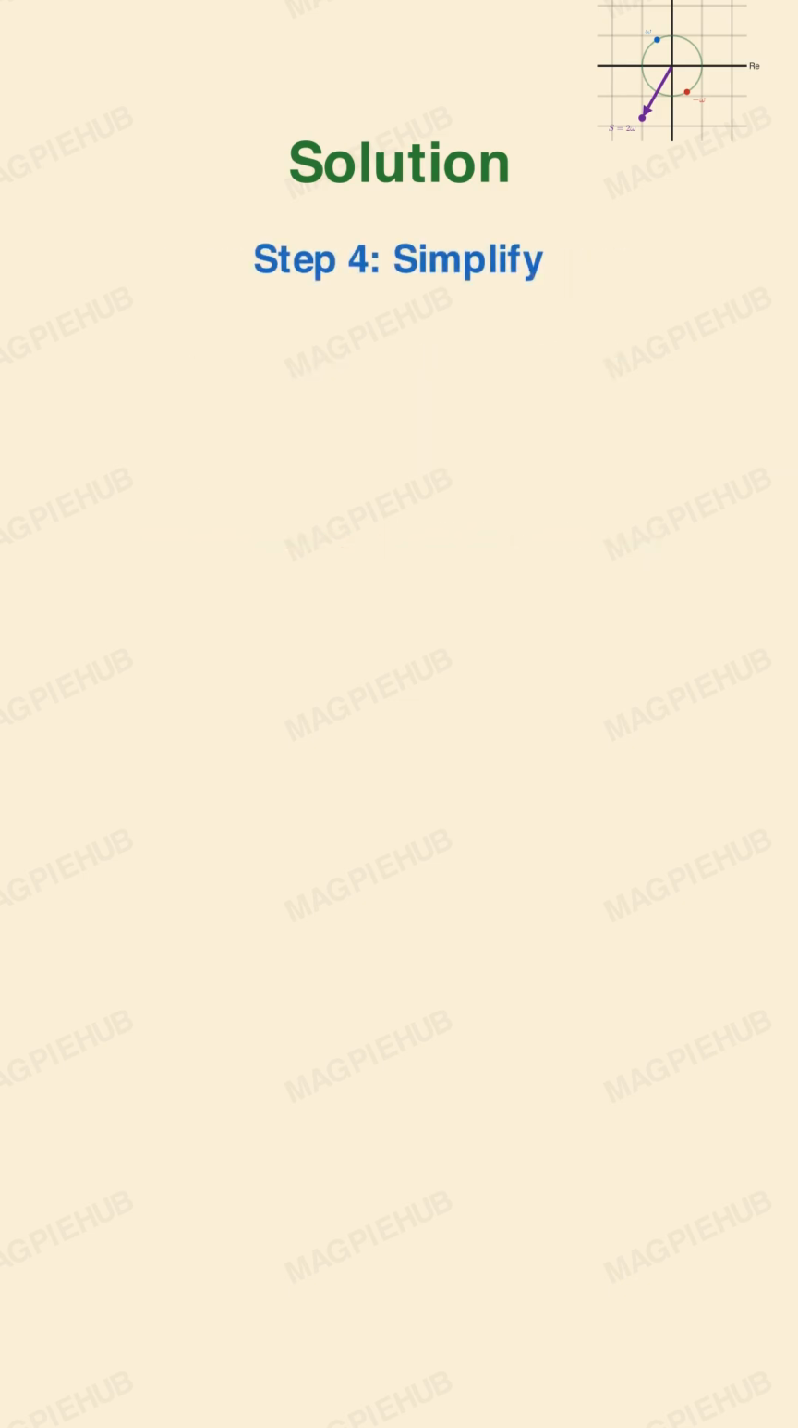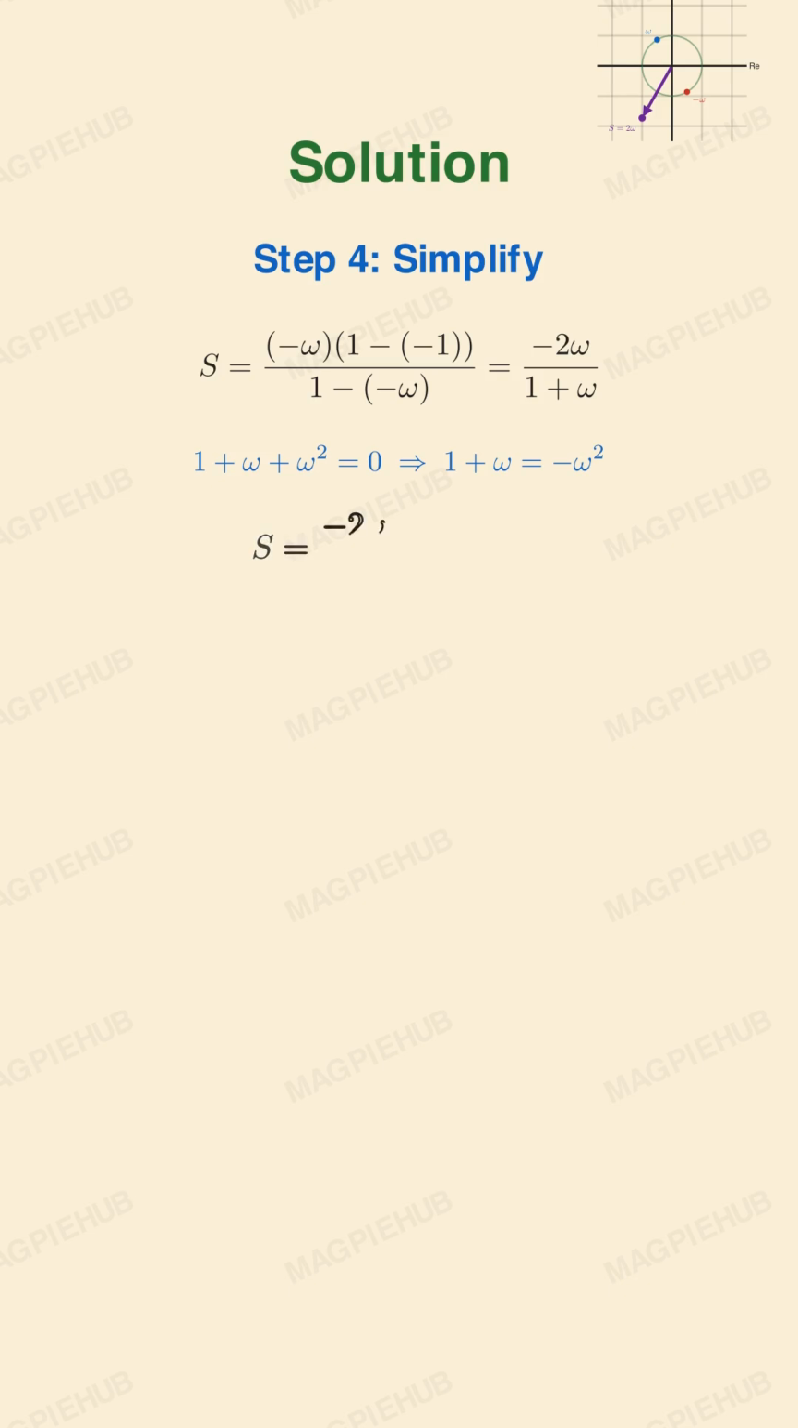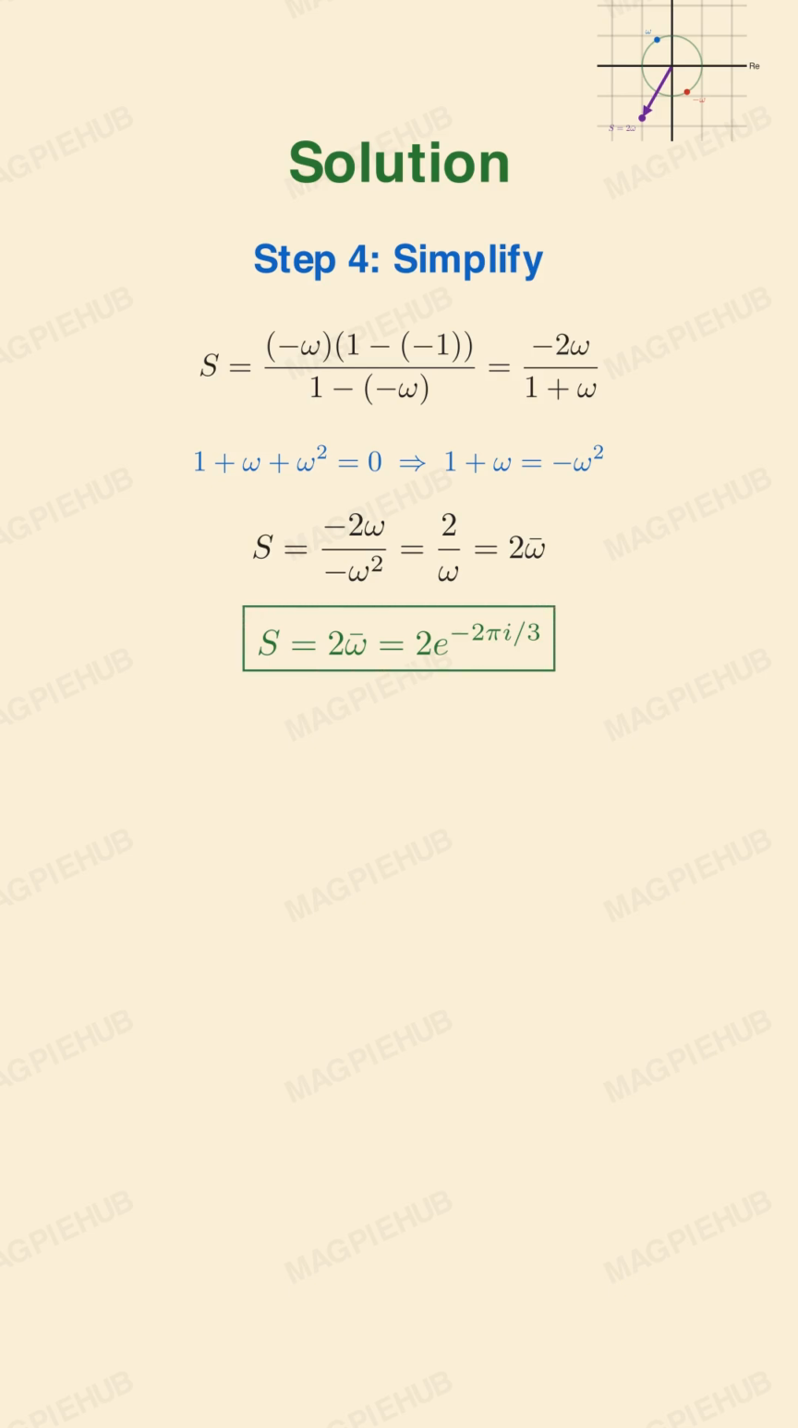Step 4. Simplify. Substituting negative omega to the 2025 equals minus 1, we get S equals minus 2 omega divided by 1 plus omega. From the roots of unity identity, 1 plus omega equals minus omega squared. So S equals minus 2 omega divided by minus omega squared, which simplifies to 2 over omega. Since omega inverse equals omega conjugate for a root of unity, S equals 2 omega bar, that is 2e to the minus 2 pi i over 3.